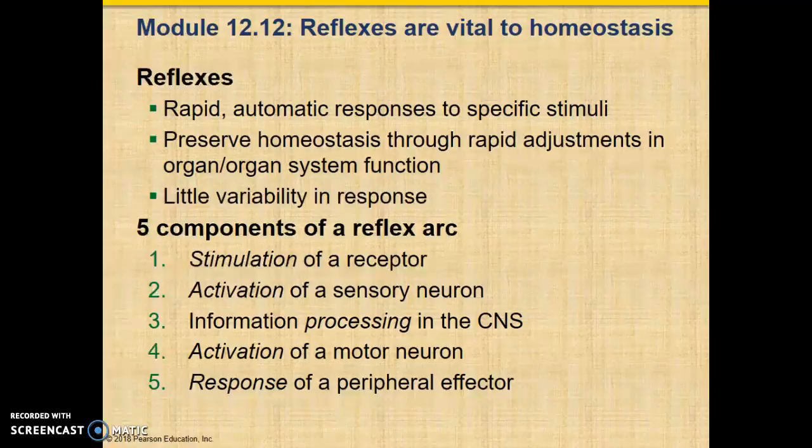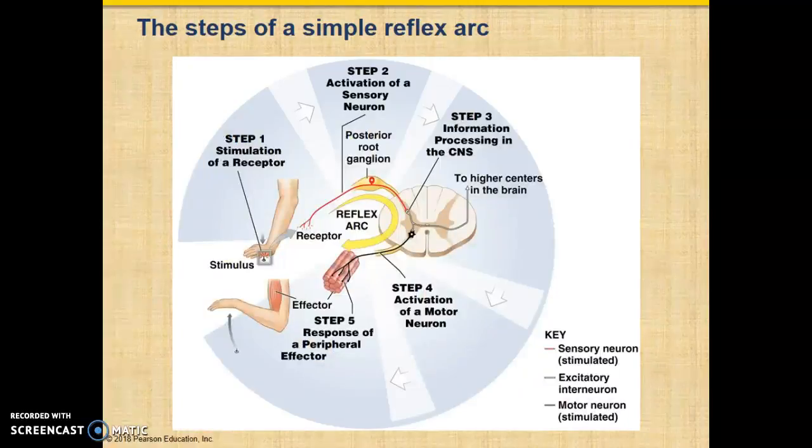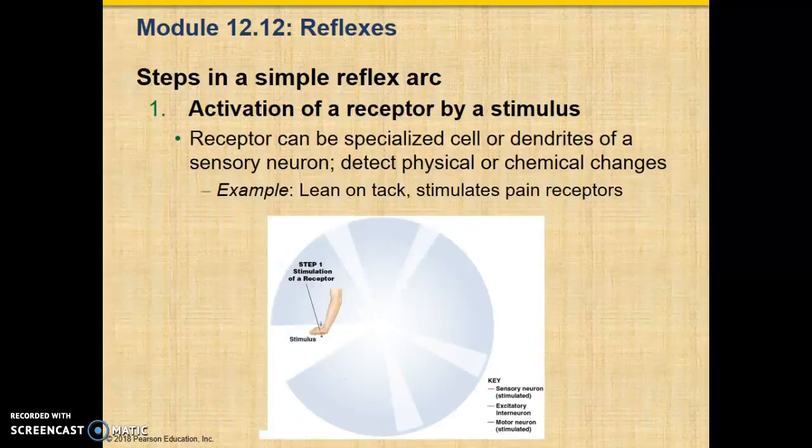There are 5 components of a reflex arc, and we'll look at each one individually. Again, here are the steps, the 5 components of a reflex arc: stimulation, activation of a sensory neuron, information processing, activation of a motor neuron, and response of a peripheral effector. We'll look at each step in turn.